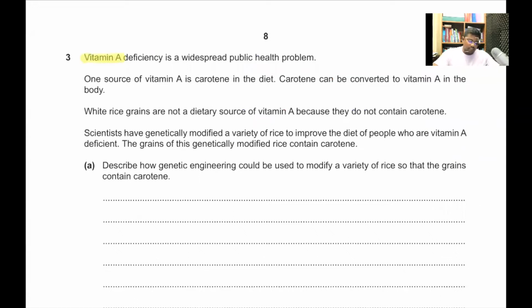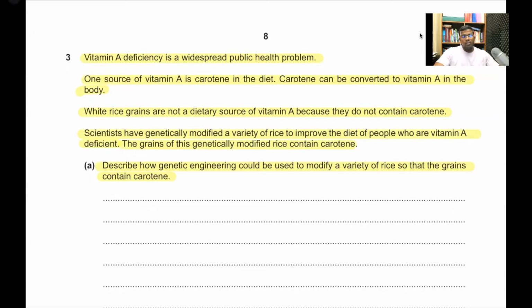Question number 3. Vitamin A deficiency is a widespread public health problem. One source of vitamin A is carotene in the diet. Carotene can be converted to vitamin A in the body. White rice grains are not a dietary source of vitamin A because they do not contain carotene. Scientists have genetically modified a variety of rice to improve the diet of people who are vitamin A deficient. The grains of this genetically modified rice contain carotene. Describe how genetic engineering could be used to modify a variety of rice so that the grains contain carotene.